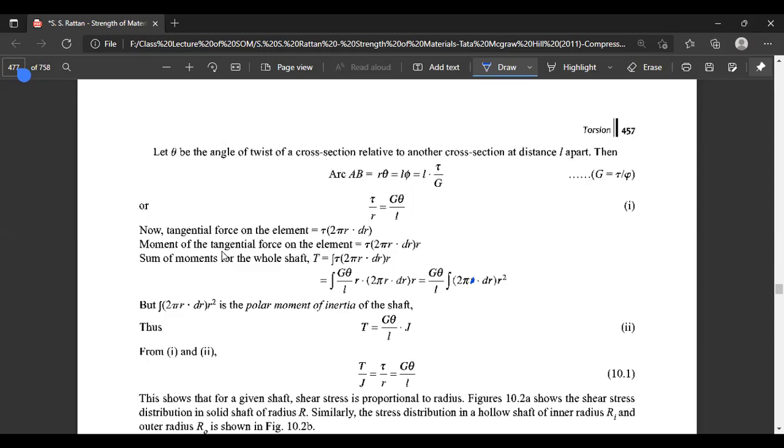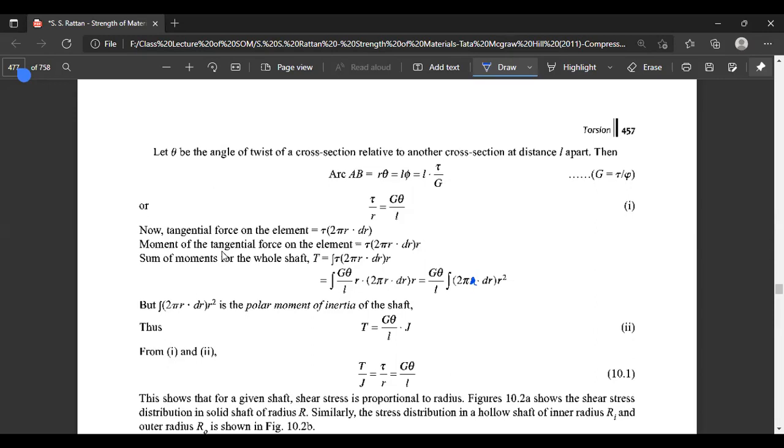The integral of 2 pi R dr into R squared is the polar moment of inertia of the shaft, because the polar moment of inertia is the area, the circumferential distance multiplied by dr, multiplied by the square of the distance from the center. Thus T is given as G theta by L into J.